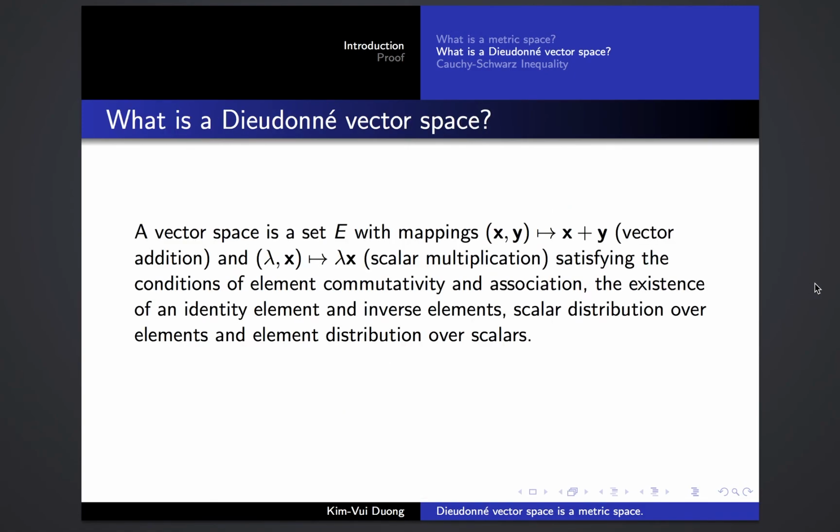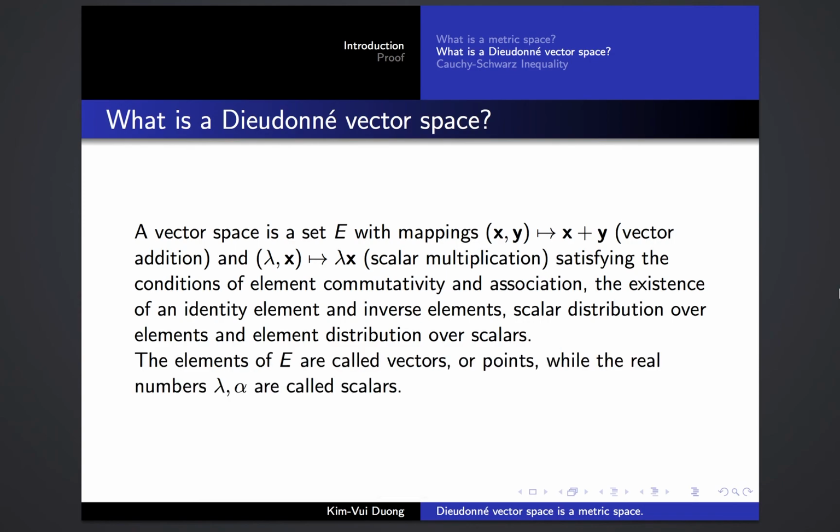So then, after covering what a metric space is, well then what is a Dieudonné vector space? A vector space is a set E with vector addition mappings and scalar multiplication mappings, satisfying the conditions of element commutativity and association, the existence of an identity element and inverse elements, scalar distribution over elements, and element distribution over scalars. I know it sounds a little confusing, but it's just everything you would think would work out. Here, the elements of E are actually going to be called vectors, or points, while the real numbers, lambda, alpha, are scalars.